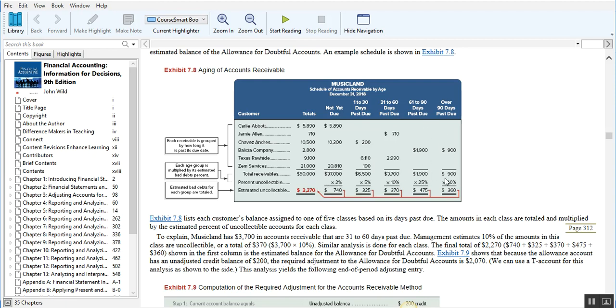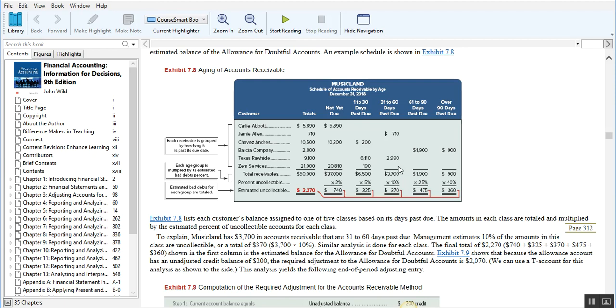Look at the percentages for each of the categories. You'll see a 2% for not due yet, a 5% for 1 to 30 days. We're thinking with these two items here, we're going to collect the vast majority of these accounts. There may be some small percentage that we don't collect, but most of it we will. Now, when we get past 31 days, you'll notice we have a jump in the percentage here. We go from 5 to 10%. That's still not a huge percentage, but it has doubled.